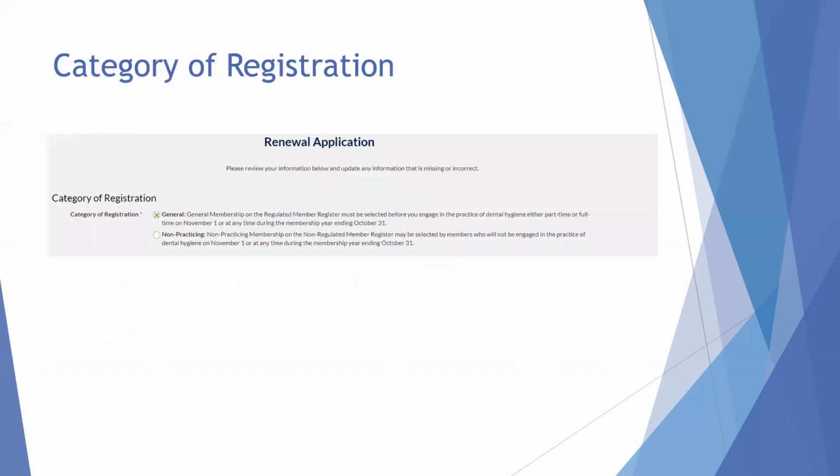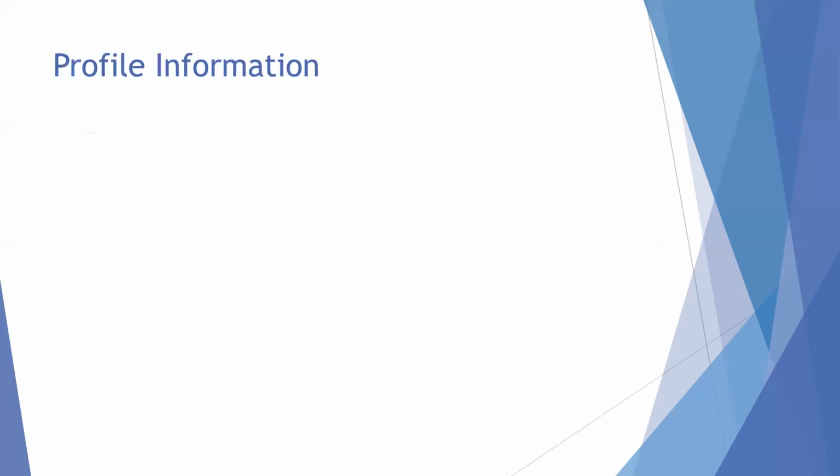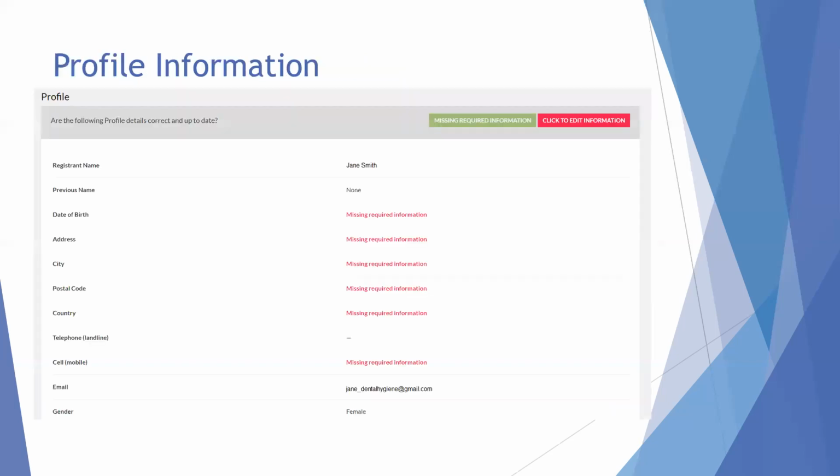Once you've clicked Click here to renew, you'll be on your renewal application page. Begin by selecting your category of registration as General. Next, confirm that your profile information is correct. In this example, the registrant is missing information from most fields. It's unlikely that your profile will be missing this many details. However, confirm that your contact information is up to date.